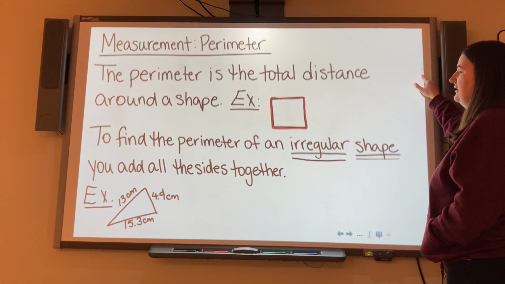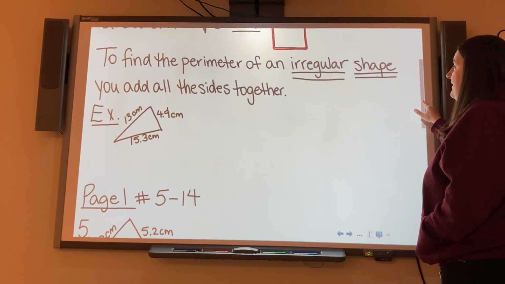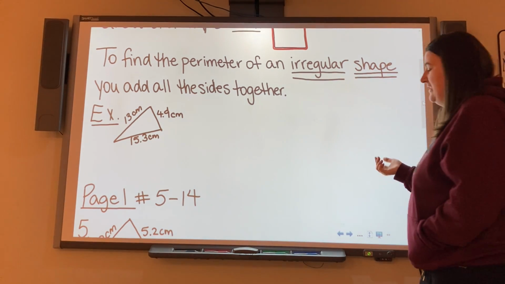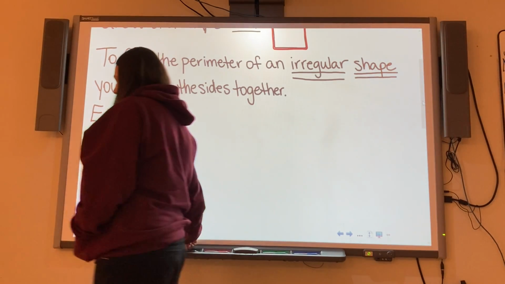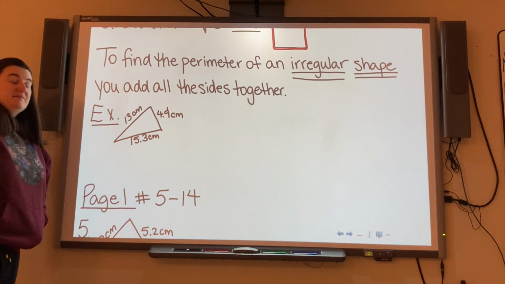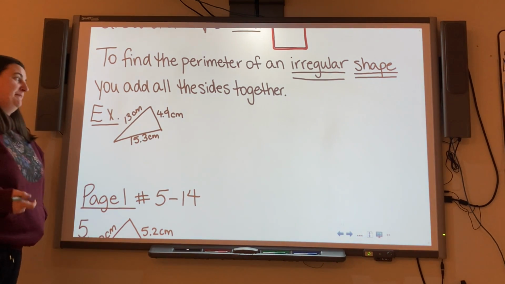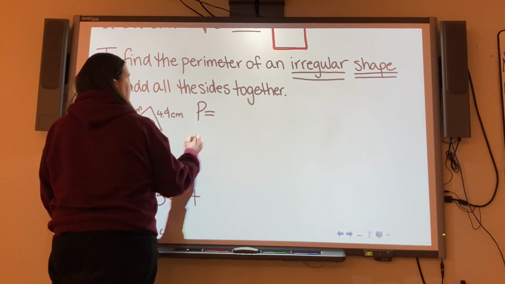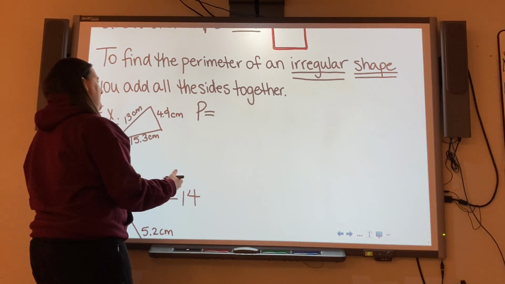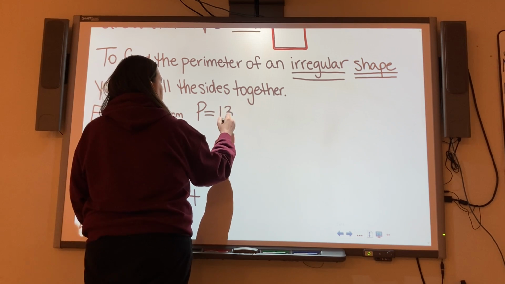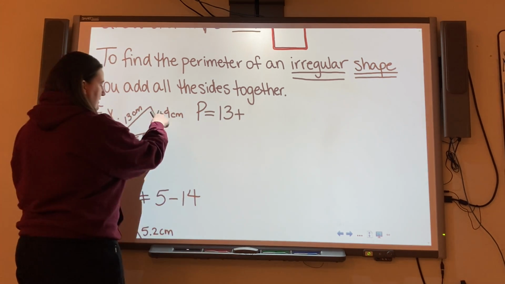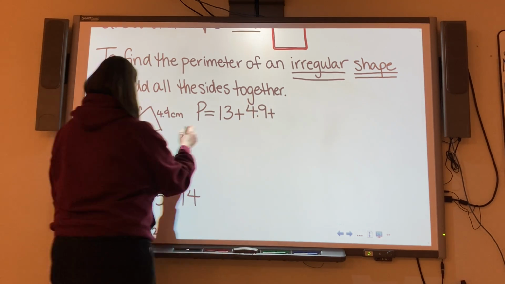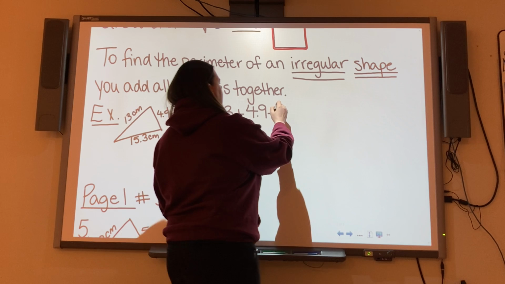All right, so let's talk about adding. To find the perimeter of an irregular shape, you add all the sides together. So no matter how many sides there are, if none of them are the same, you just add them up. So how do you write that down? You put P for perimeter, and then you list all the sides. So one side of the triangle is 13, the other side is 4.9, and the last side is 15.3.